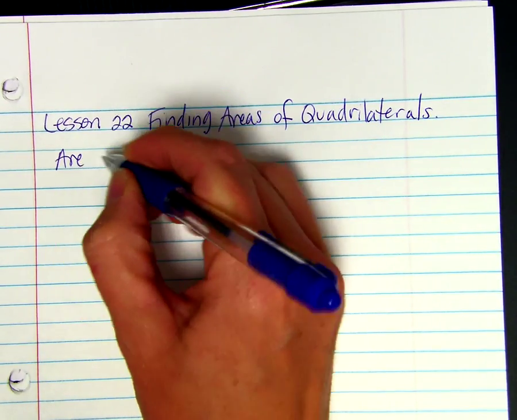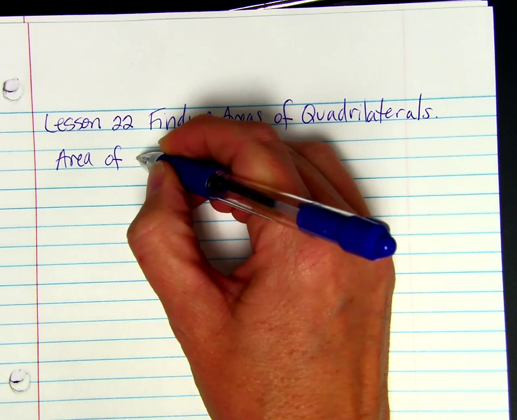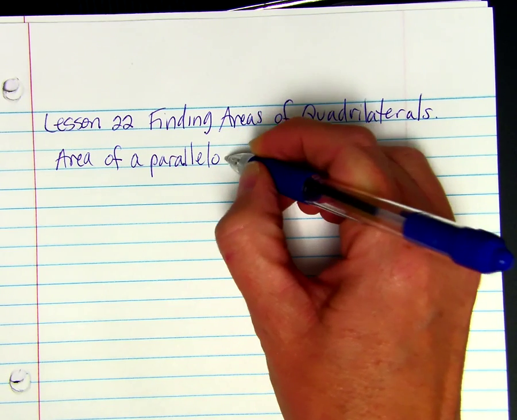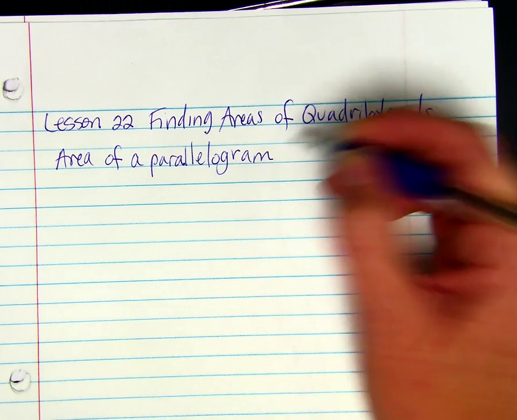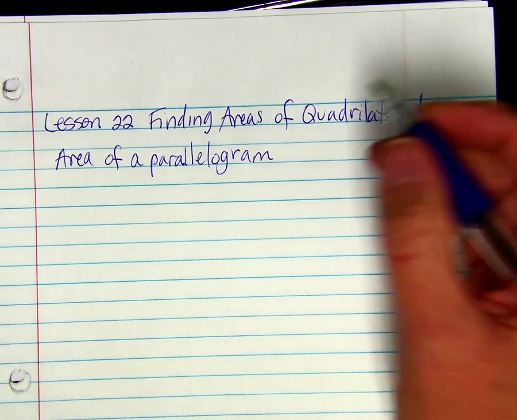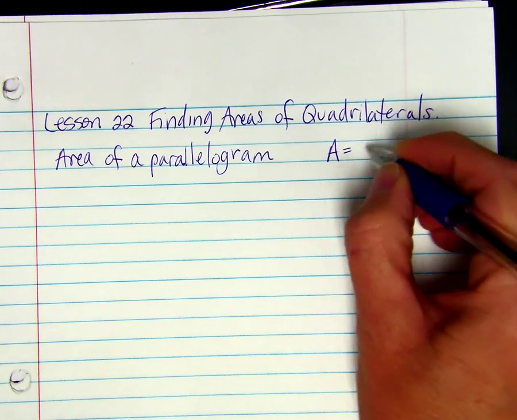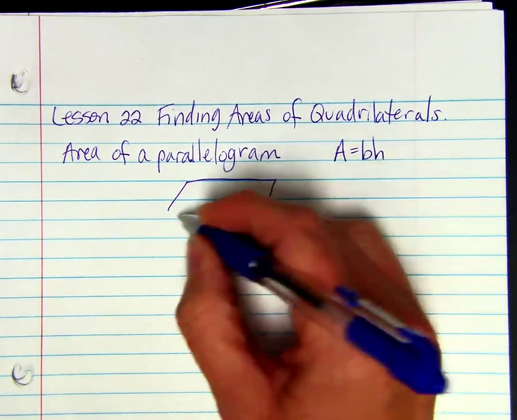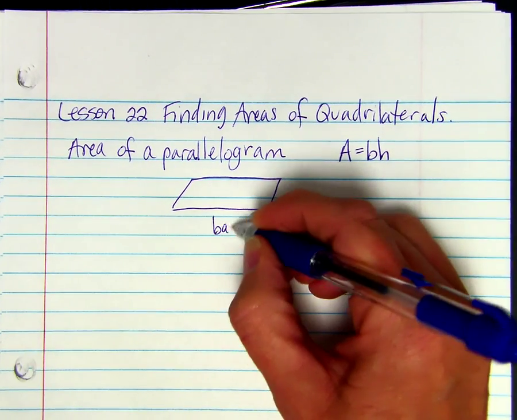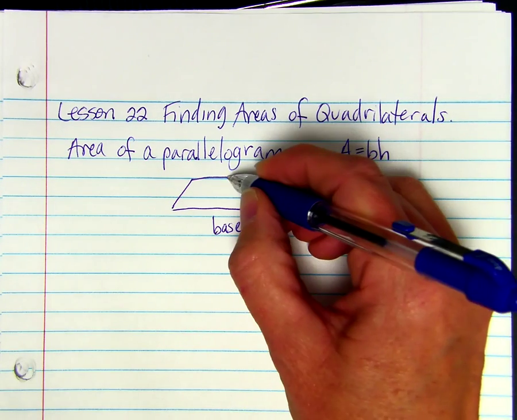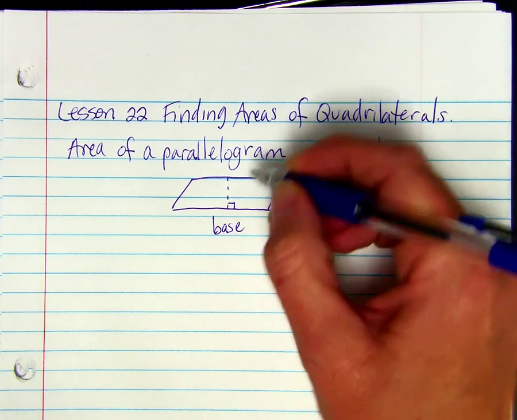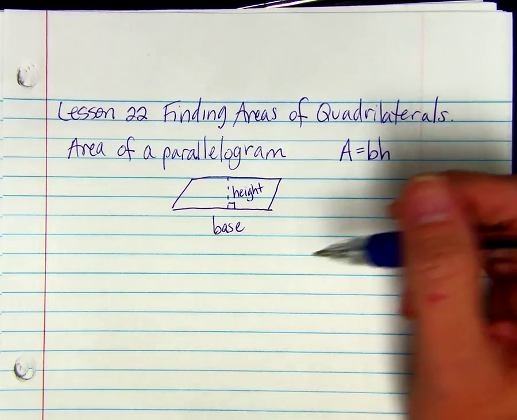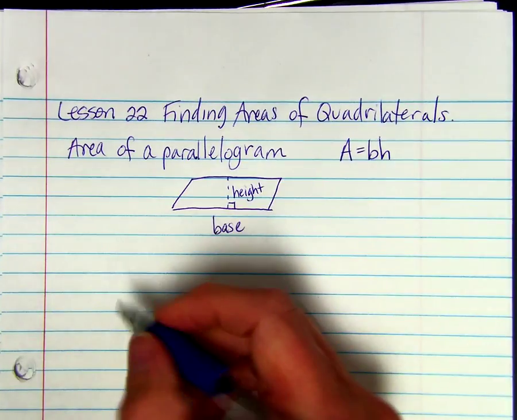To find the area of a parallelogram, just multiply the base times the height. And the base and the height need to be perpendicular. So if this is the base we're looking at, then the height needs to come straight down from the top to the base. And then you would multiply those two values together.